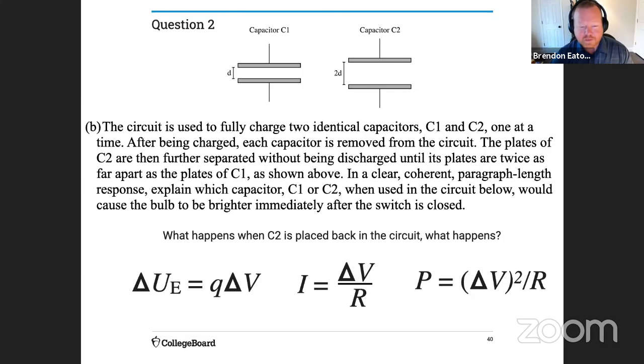And what is this all in effect from? It's all because you did work on the system by separating those two plates. All right, here's the very last little question for you.